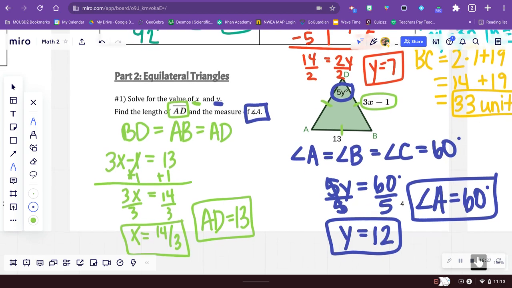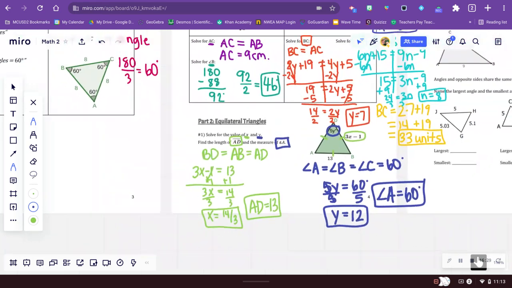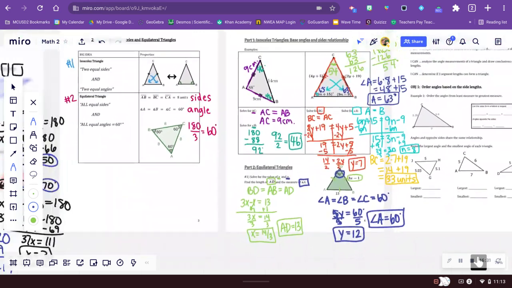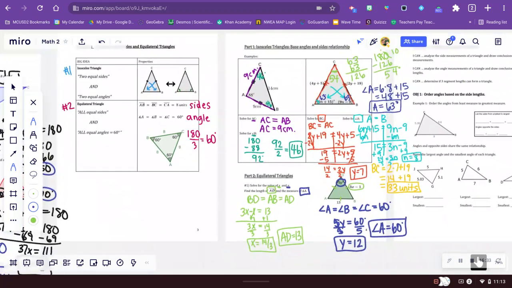All right. So we talked about 2 types of triangles, isosceles and equilateral. If you could, go ahead and work on some practice problems in Schoology.